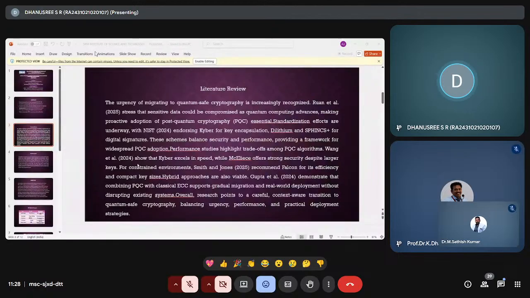Cryptography is basically the art of protecting information. It keeps our data safe when we bank online and send messages. Let's look at the main algorithms like Kyber, Dilithium, Falcon, and SPHINCS+.